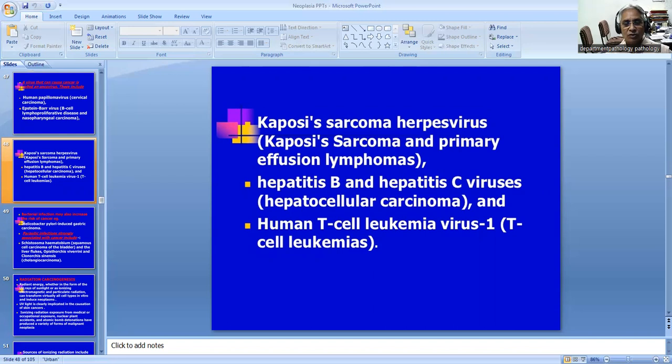Other cancers which develop due to viruses are Kaposi sarcoma because of the herpes virus, which may occur in HIV, and hepatitis B and hepatitis C viruses, which lead to the development of hepatocellular carcinoma. And human T cell leukemia virus leads to T cell leukemia.